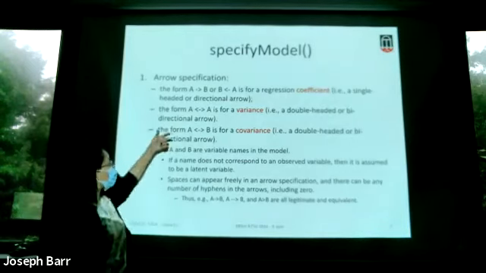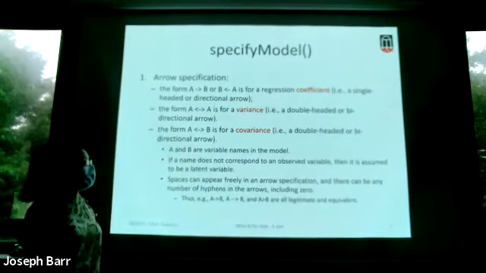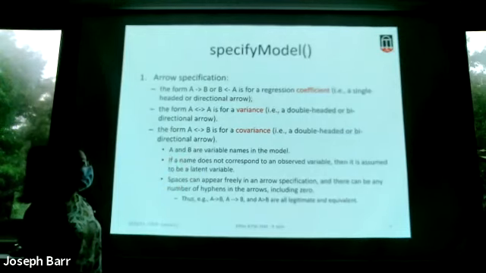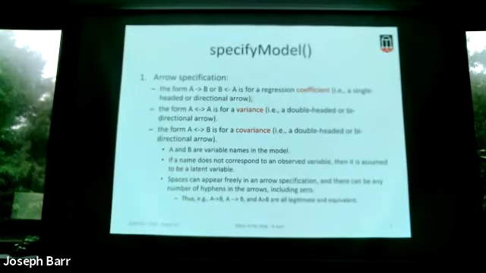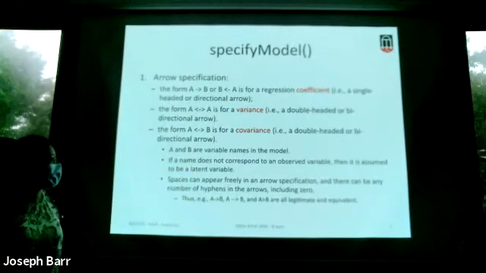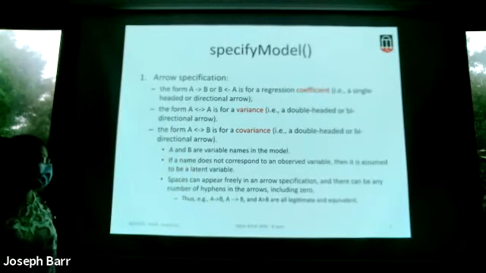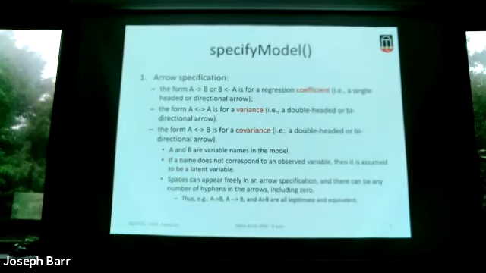In this case, A and B are variable names in the model. If a name does not correspond to an observed variable, then it assumes there's a latent variable. We will show the latent variable later on. But so far, we just focus on the observed variables.